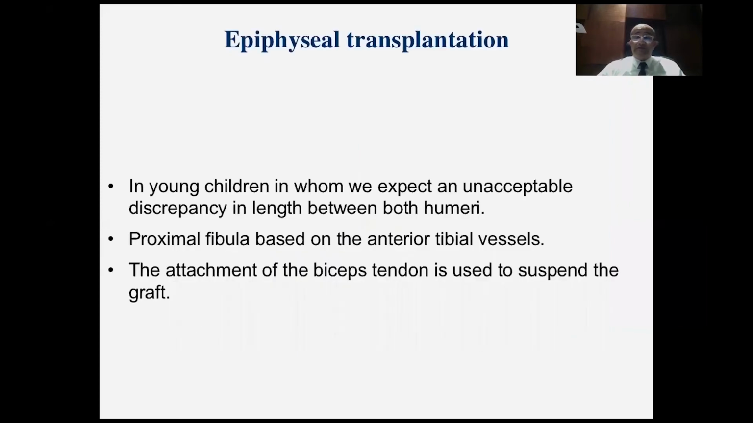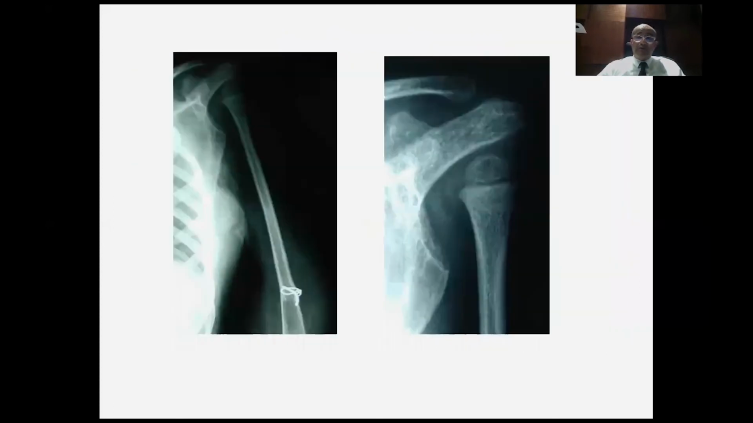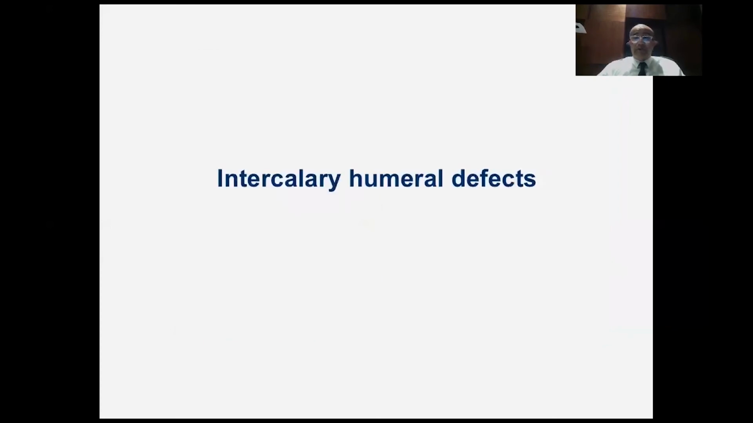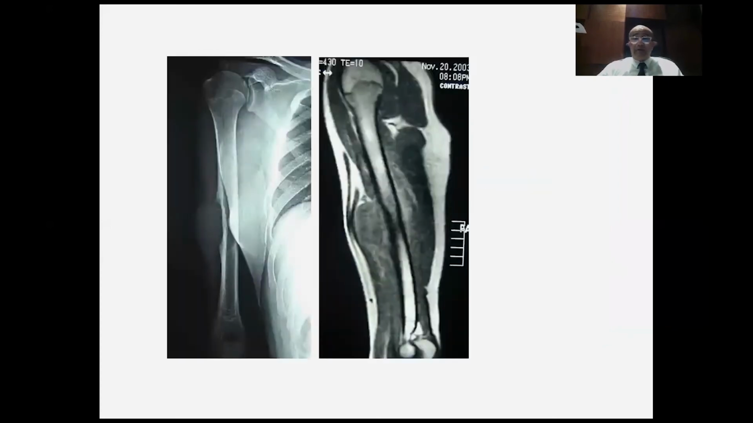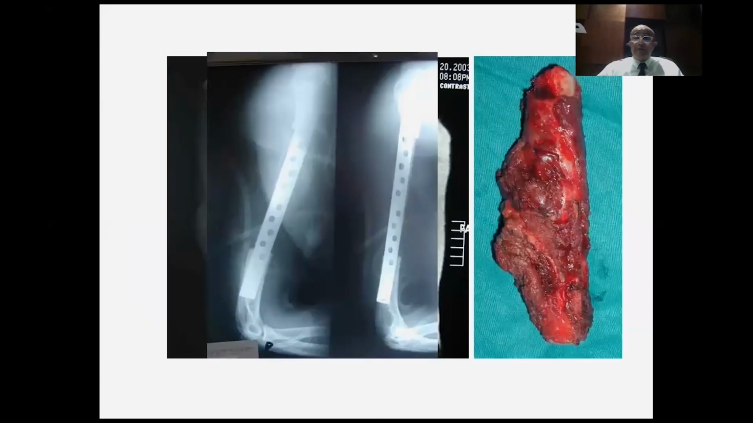Epiphyseal transplantation is used in children to maintain the length of the humerus. After resection of the proximal humerus, we use the proximal fibula, vascularized based on the anterior tibial vessels that supply the epiphysis, to maintain the length of the humerus. Intercalary humeral resections are usually reconstructed with vascularized fibular graft.